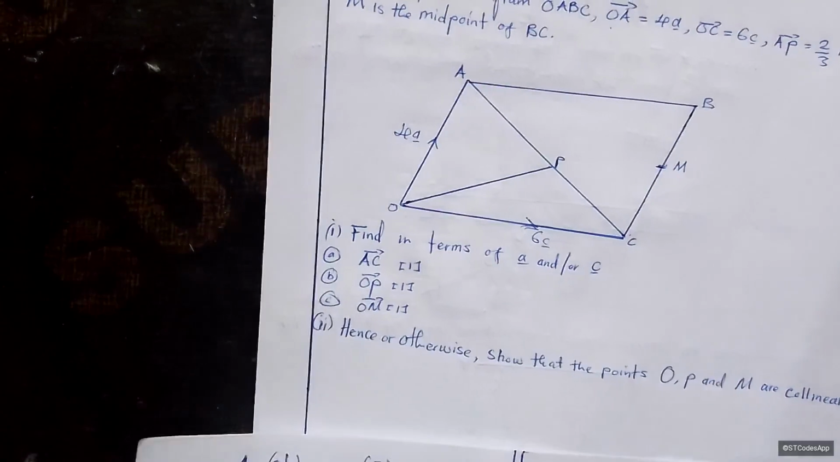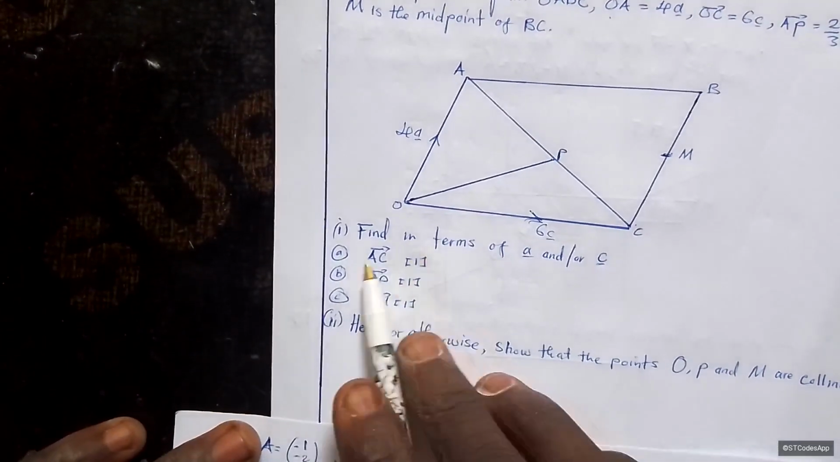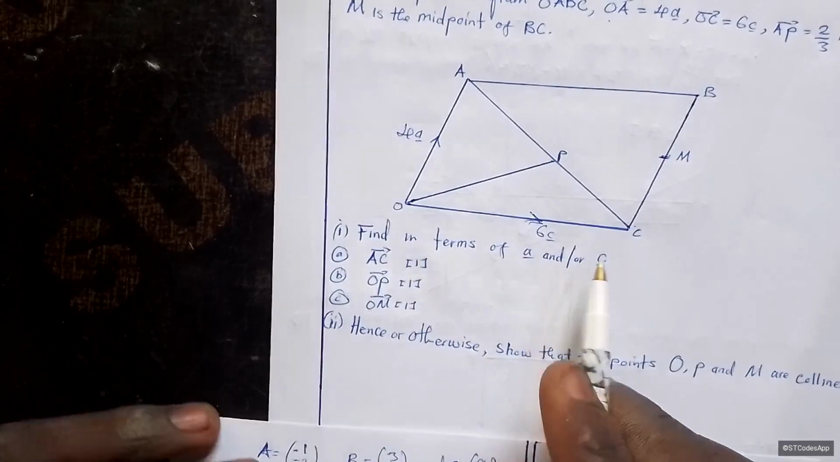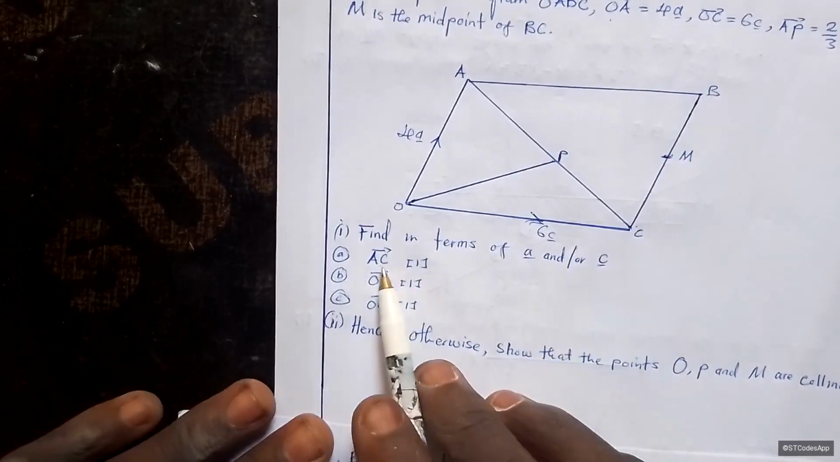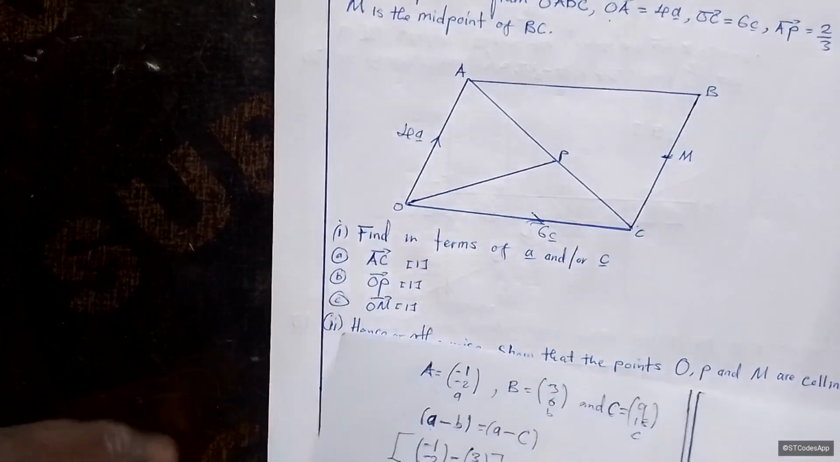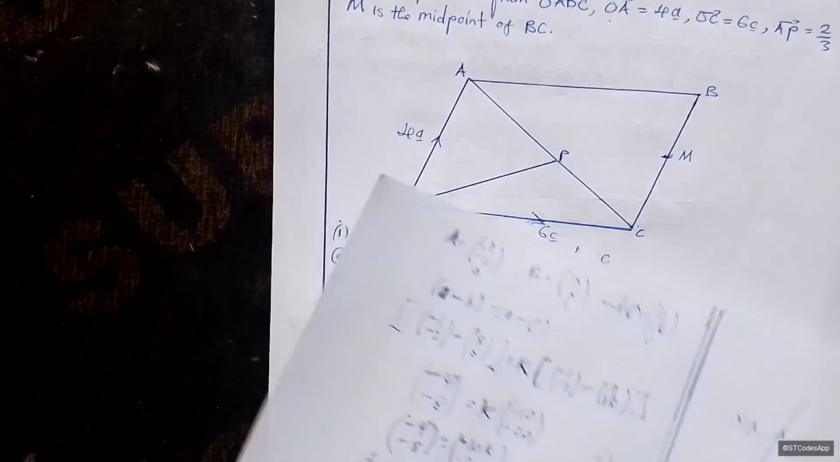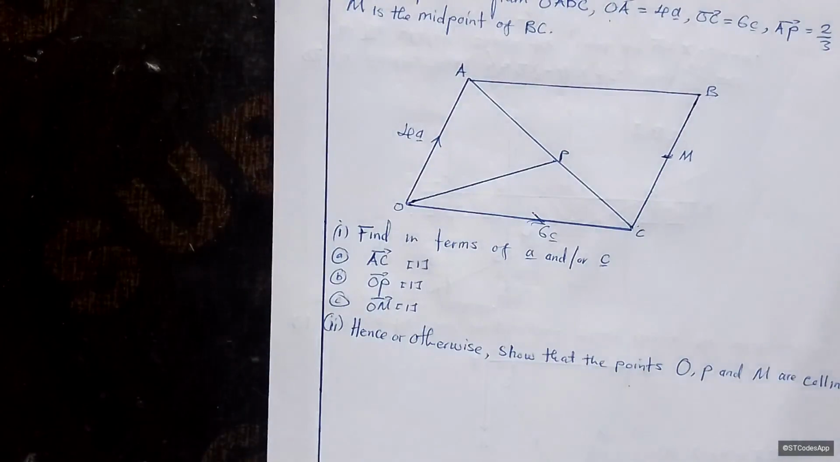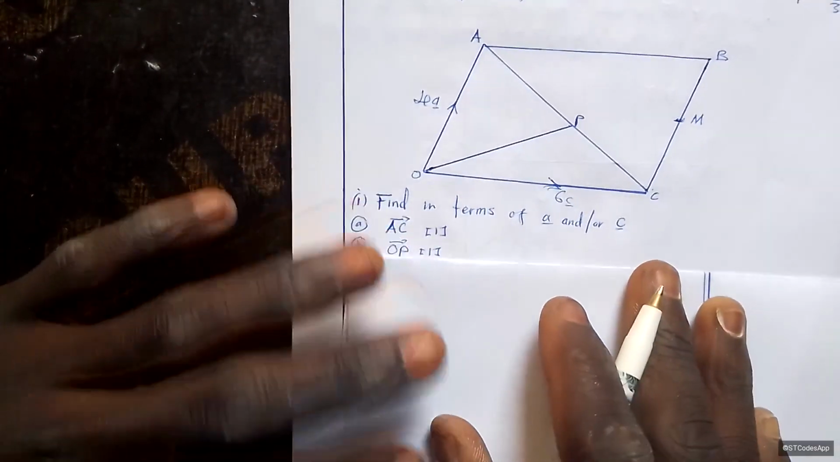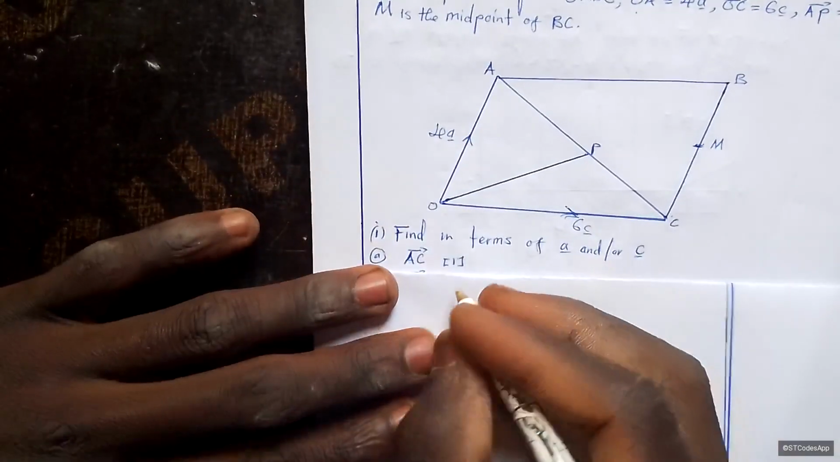Now let's try to answer some questions. Okay. So the first question here is saying, find in terms of a vector and or c vector, AC. Now what we need to understand here is that since here we are finding AC, let me do like this. Since here we are finding AC, so I'm going to write AC.